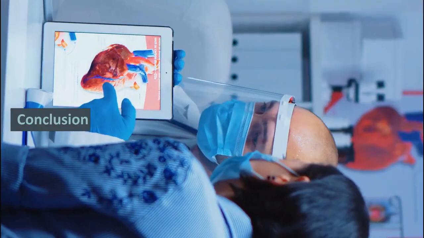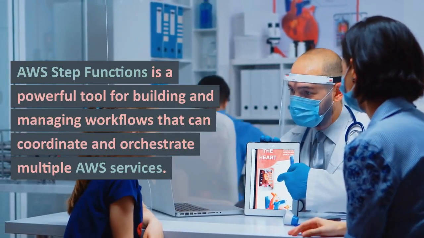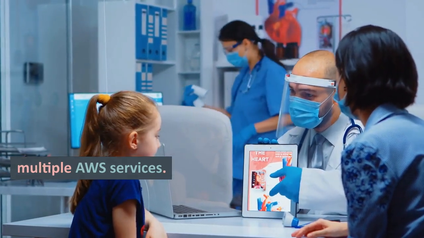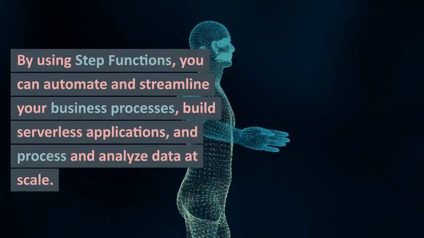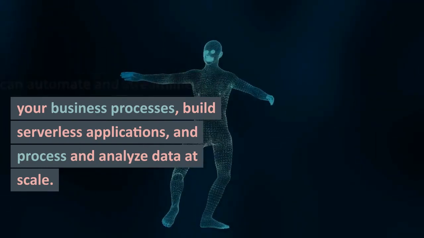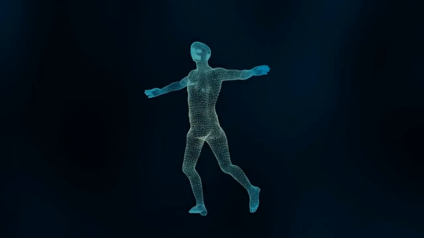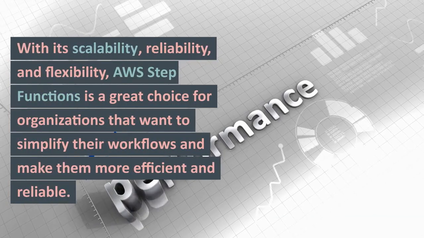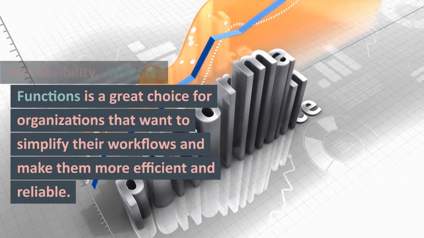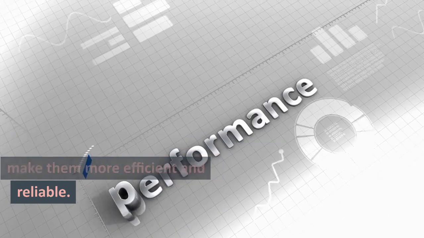Conclusion. AWS Step Functions is a powerful tool for building and managing workflows that can coordinate and orchestrate multiple AWS services. By using Step Functions, you can automate and streamline your business processes, build serverless applications, and process and analyze data at scale. With its scalability, reliability, and flexibility, AWS Step Functions is a great choice for organizations that want to simplify their workflows and make them more efficient and reliable.